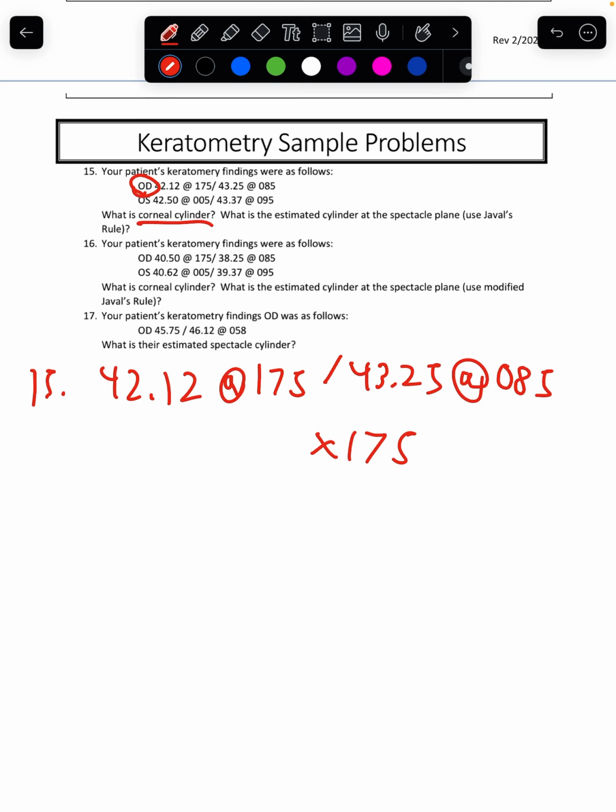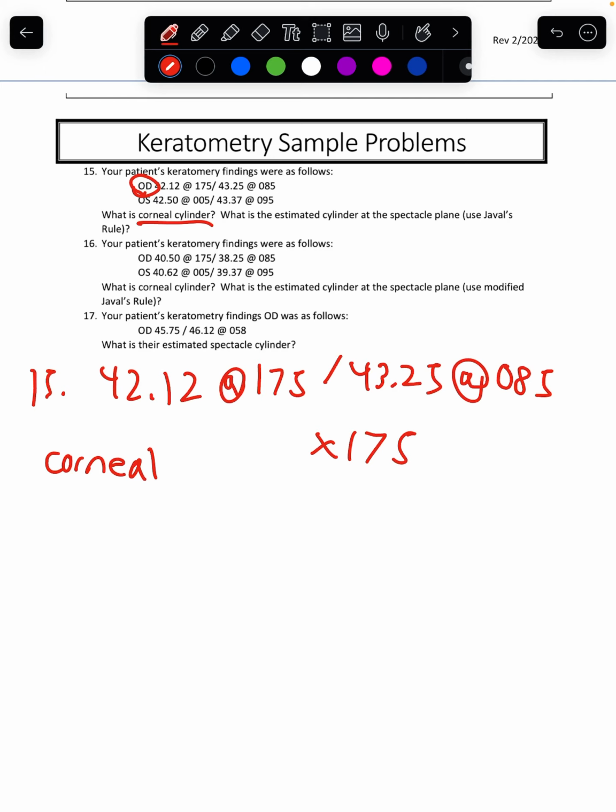The first part of this question is asking what is the corneal sill. So the corneal sill is just what you get when you subtract the two keratometry values. So to get that, we subtract these two numbers. What you're supposed to do is take the smaller number and subtract the larger number to get a negative value. But that confuses me, so I'd rather just do the larger number minus the smaller number, and just keeping in mind that our final answers are always negative numbers when it comes to sill.